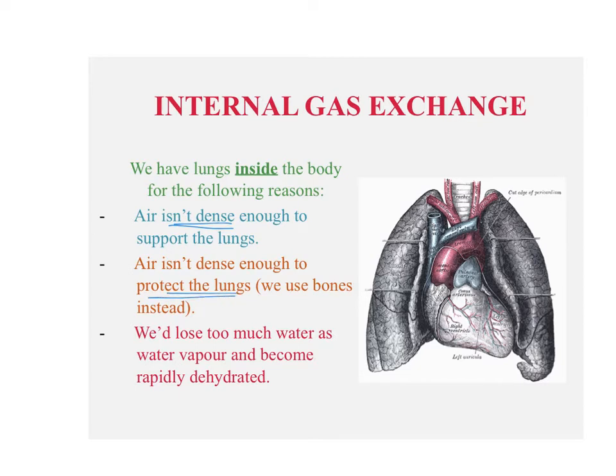So if the lungs were outside on the body, like shoulder pads, for example, the air wouldn't be a protective layer. It would just be lungs on our shoulders. Okay, so instead, internally, we can use bones as a protective mechanism, like a little shield. And finally, if our lungs were on the outside of our body, we'd lose water vapour. So remember, when you breathe out onto a cold window or a mirror, for example, you get that water vapour forming the little steamy layer. If our lungs were on the outside of our body, they'd become dry and shriveled and they'd lose too much water vapour and we would dehydrate really, really quickly.